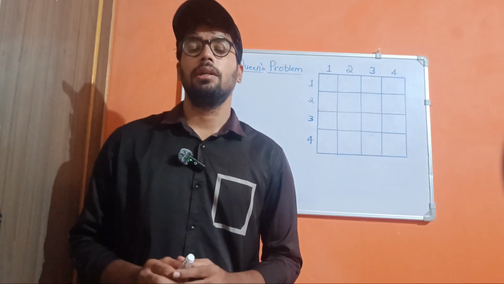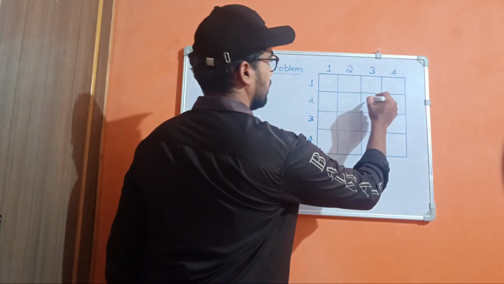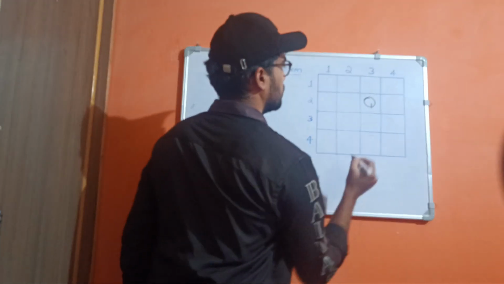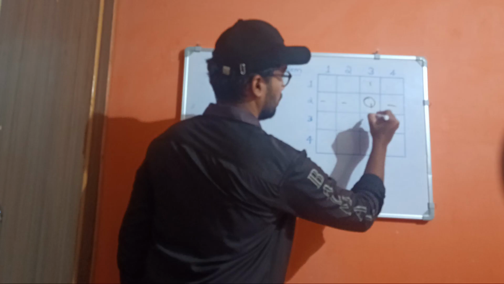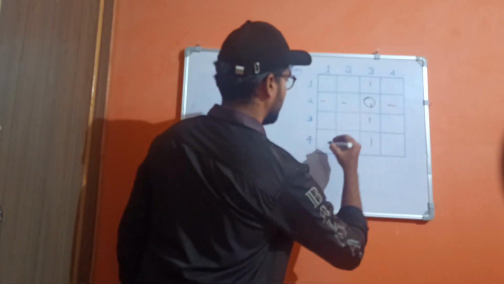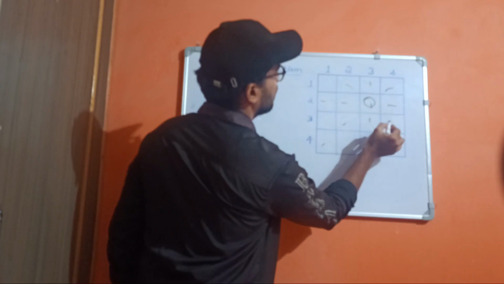We all know how the queen moves on the chessboard. Let's take one example. So this is the queen. The queen is going to move along this row, this column, and diagonally also, like this, and in the right diagonal.